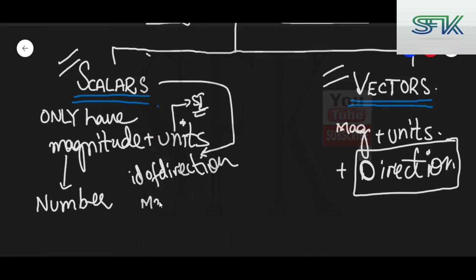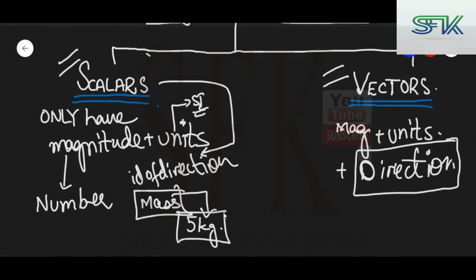For example, mass is considered a scalar quantity. If I take a value for mass, it's 5 kg. There is no reference to direction, it's just a number and a unit, so it's a scalar quantity. Whereas vectors are specific to directions. If the direction of the vector quantity changes, the vector quantity also changes. The direction has to stay constant as long as you want the vector to stay constant.